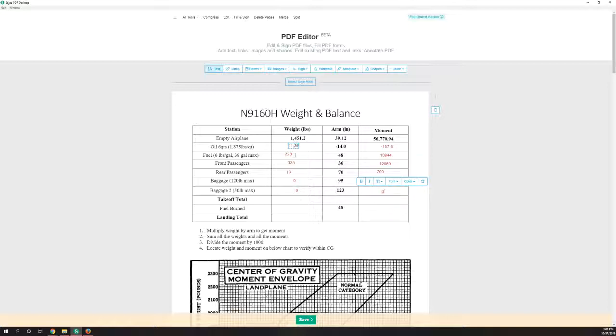So now we can add up all our weights and then add up all our moments and chart them. So if we add up our empty weight plus our oil plus our fuel plus our front passengers plus our rear passengers, and since we have nothing in the baggage, we're going to get an answer of 2,035.45. So that's how much the plane and everything inside of it will weigh. If we add up all our moments, including our empty moment, so 56,000 plus, well, in this case actually minus 157 plus 10,094, we will result in a moment of 8,317.44. So that is our takeoff total, and our takeoff moment.